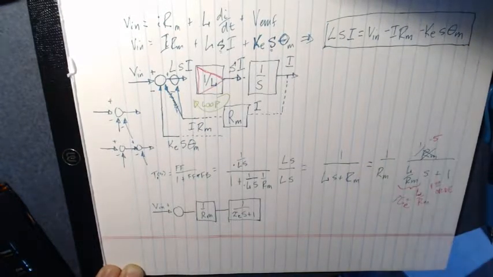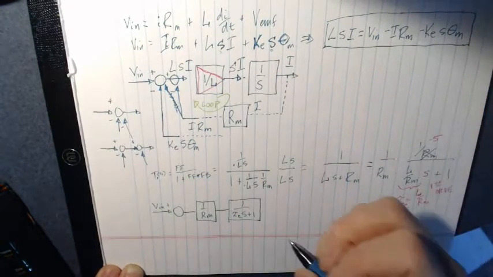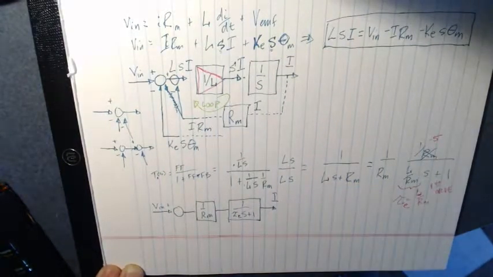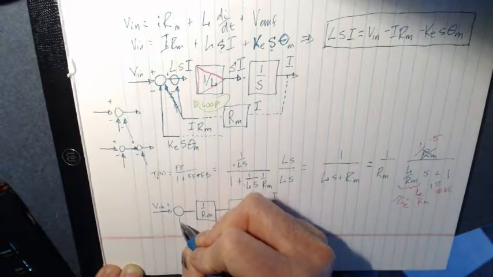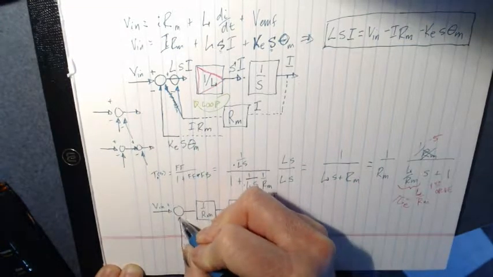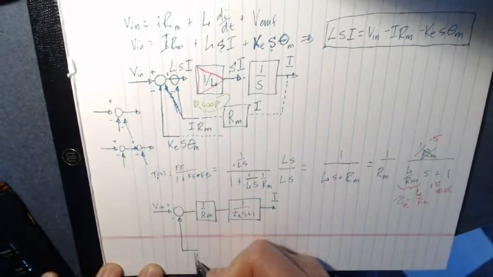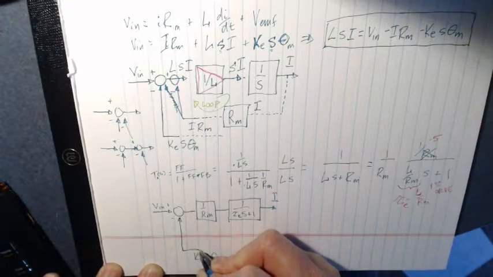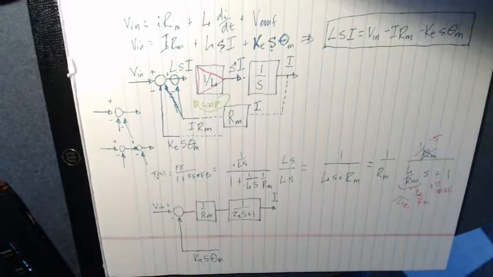That's the electrical time constant. And then what I get out of here is the current I. Now, it is true that I still have this thing floating around here. This has got a minus sign on it. This is a KE, the back EMF, S times theta M. So that means how fast the motor is moving.